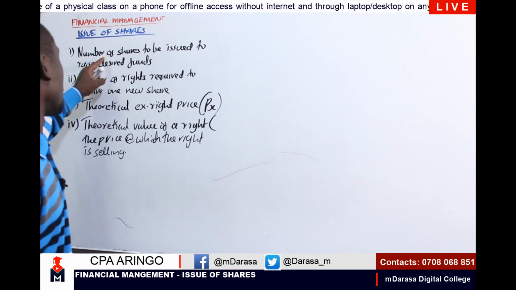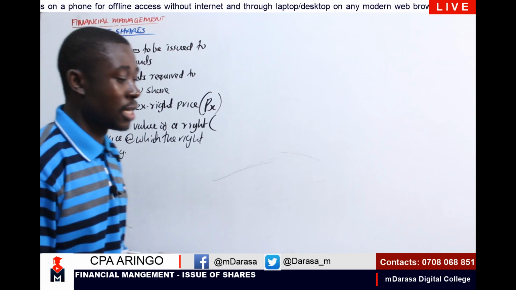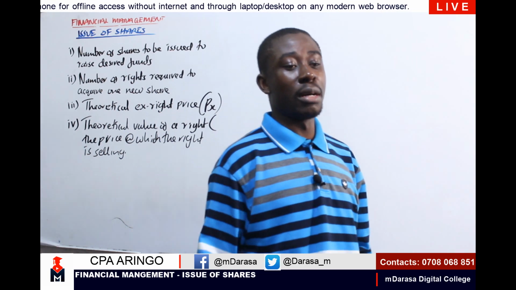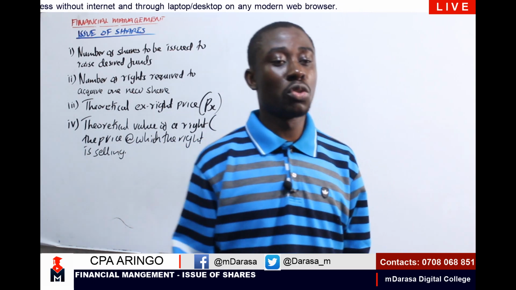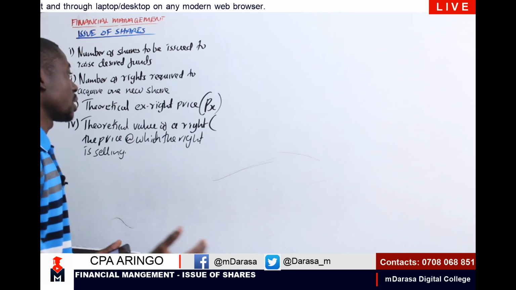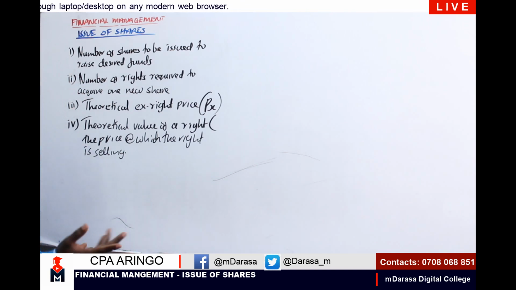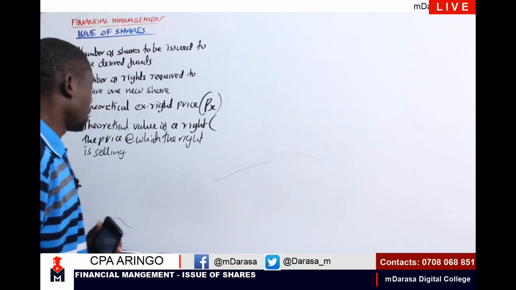So we need to determine the number of shares to be issued to raise desired funds, because you'll find that these are one way of financing our projects, or rather financing the firm. In financing the firm, of course, you can raise these shares to the shareholders for them to purchase new shares. We're talking of the number of rights required to acquire one new share, the theoretical ex-right price, as well as the theoretical value of a right, that is the price at which the right is selling.